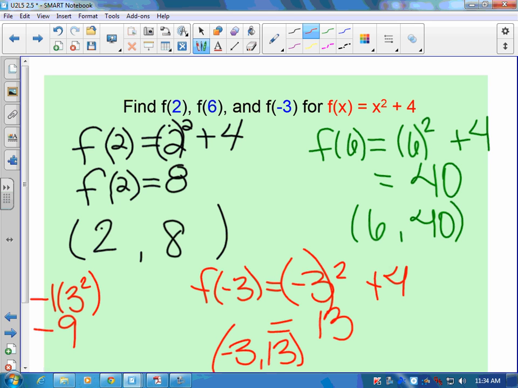Make sure you are using those parentheses. Take your domain value, put it in parentheses wherever you see an X, and then simplify from there. Negative symbols can throw off your entire answer very easily. Questions about that one?